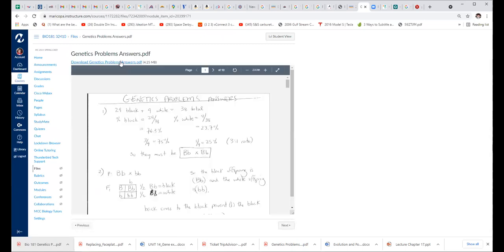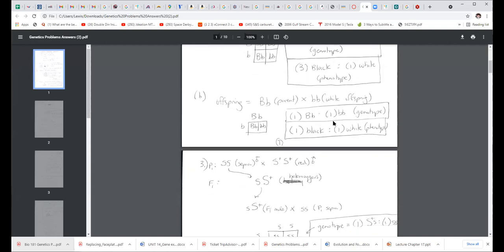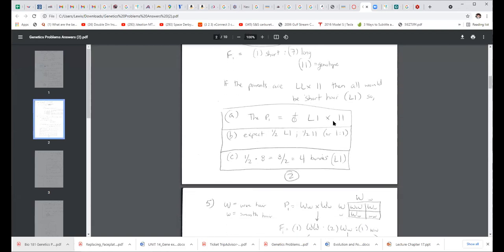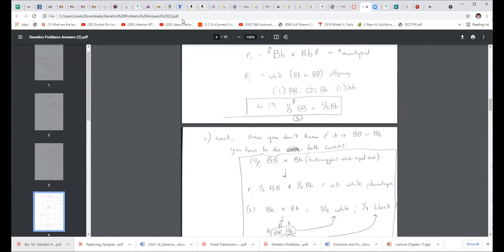And so I think I did a pretty good job of explaining this and writing it out. But if you're confused about how I got these answers, then you can come to office hours and I'll help you work through these problems. All right. So make sure you do that, and that'll prepare you for chapter 14. Any questions at all? So I'm going to go on to chapter 16.